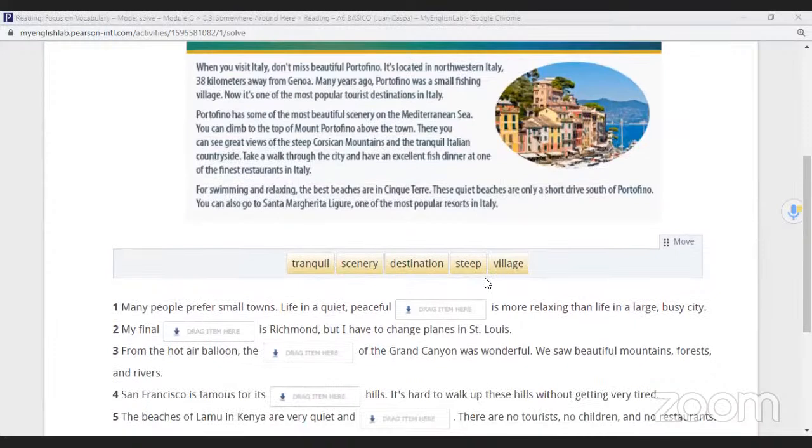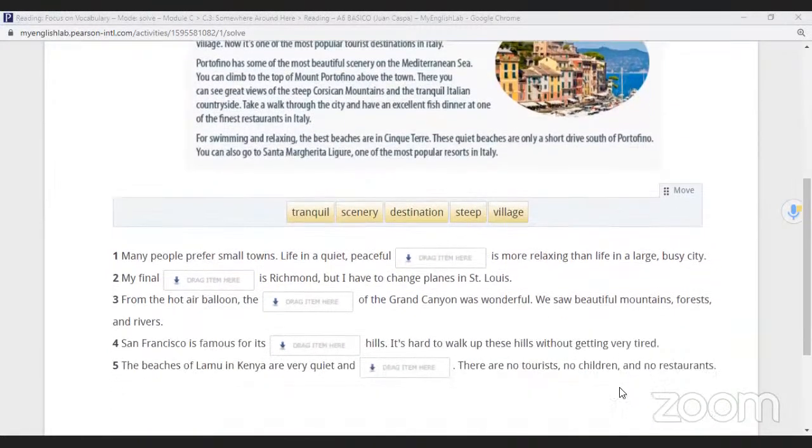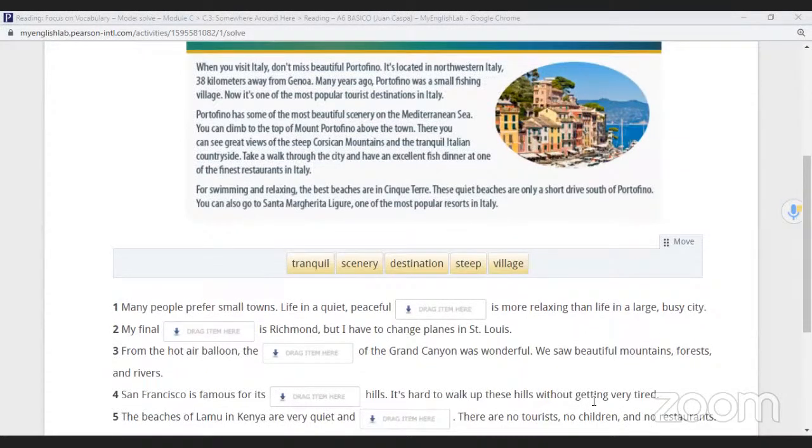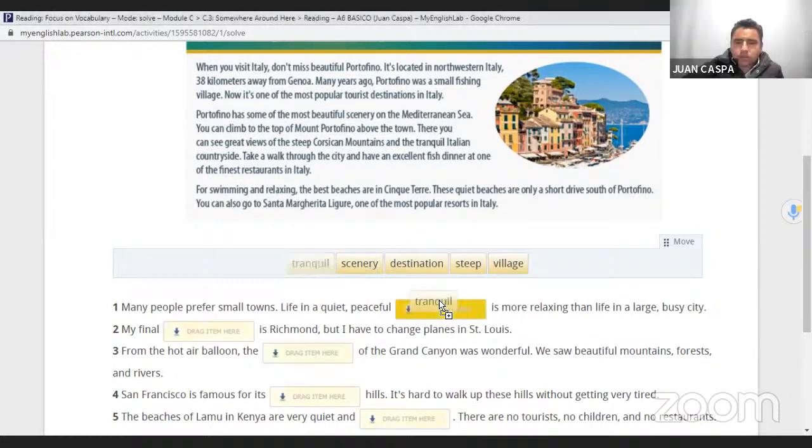You can check out. So you still can read that, I think. There are only 5 questions. Sorry. But let's do it, please. Many people prefer small towns, life in a quiet, peaceful place. Tranquil is more relaxing. Okay.